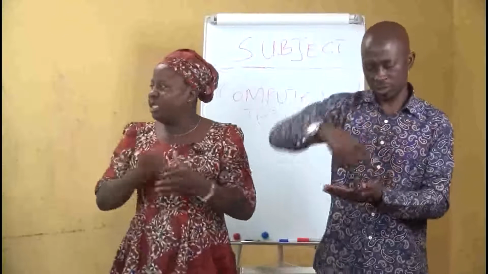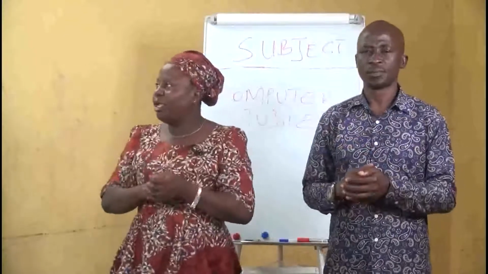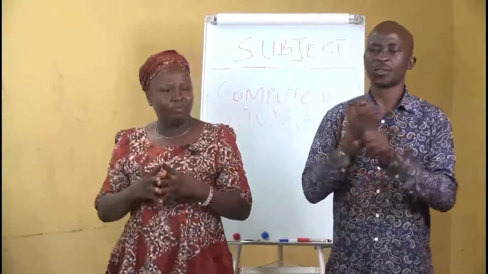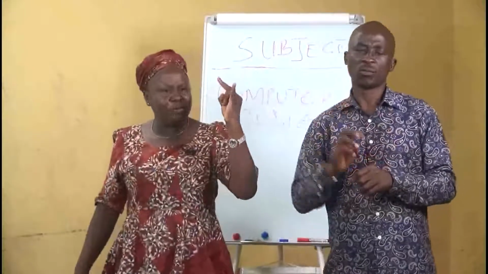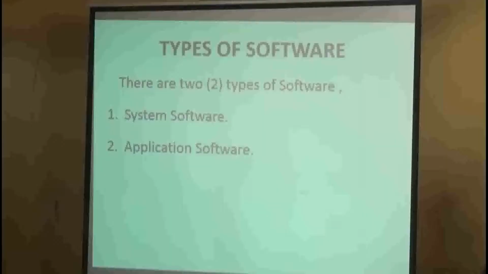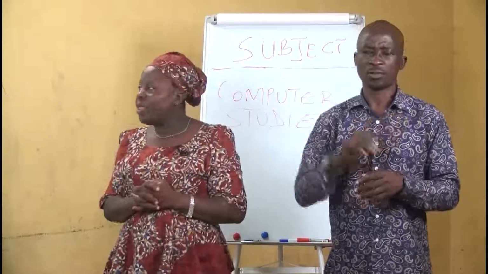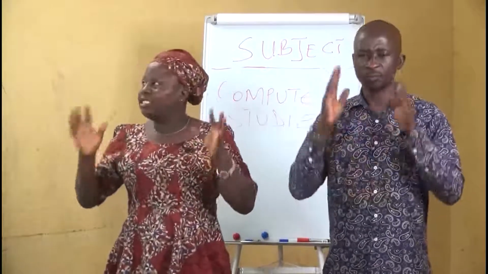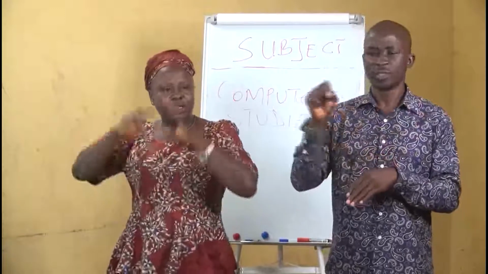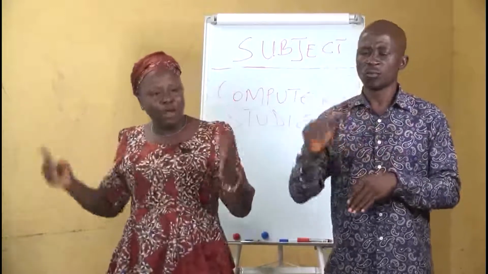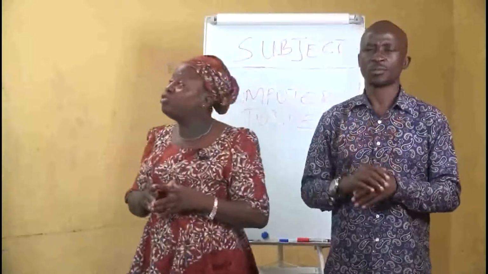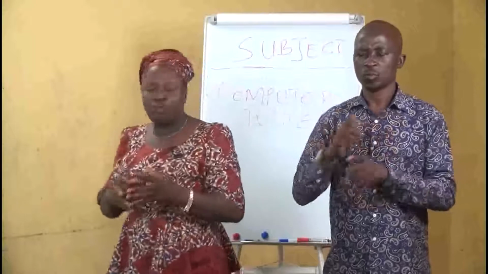If you know all this, let's go straight to the types of software that we have. We have two types of software, system software and application software. We are going to concentrate mostly on system software. For the subsequent classes, we are going to consider application software. But for today, we are only going to consider system software.